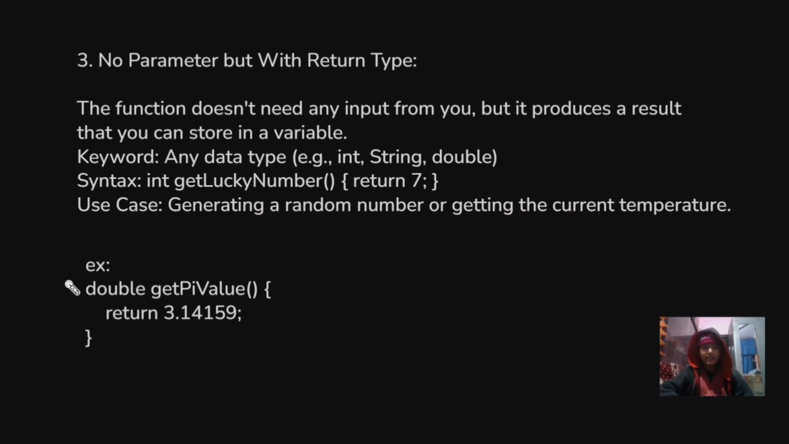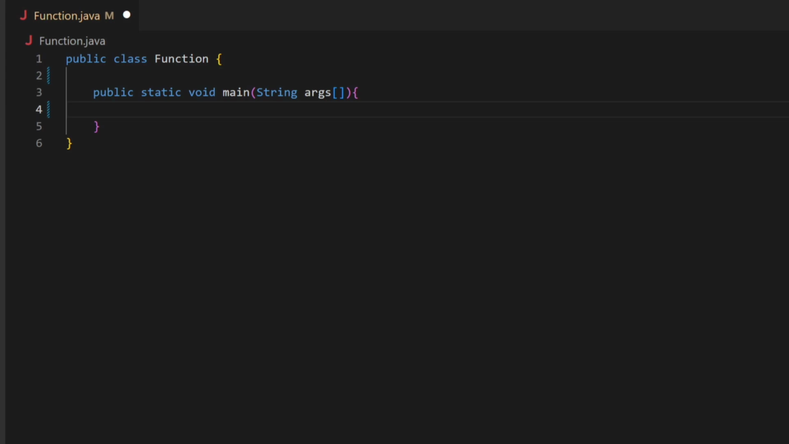According to this example, the return type is double, meaning the data type is double, and the function name is getPiValue, and it simply returns this. So basically it does not take any parameter but returns a double value, meaning it returns something. So basically this is the third type of function, which is no parameter but with return type. Let's see it in VS Code.